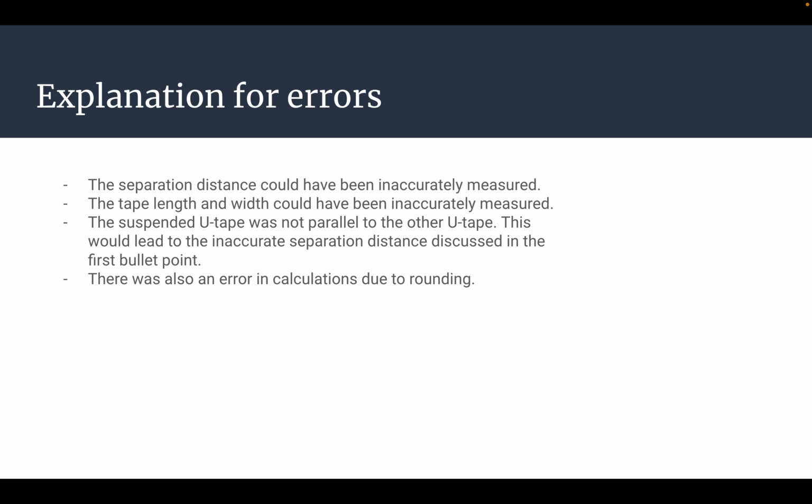Possible sources of error include inaccurate measurement of the separation distance and of U-tape length and width. The suspended U-tape could have not been parallel with the other U-tape, and there could also be errors due to rounding.